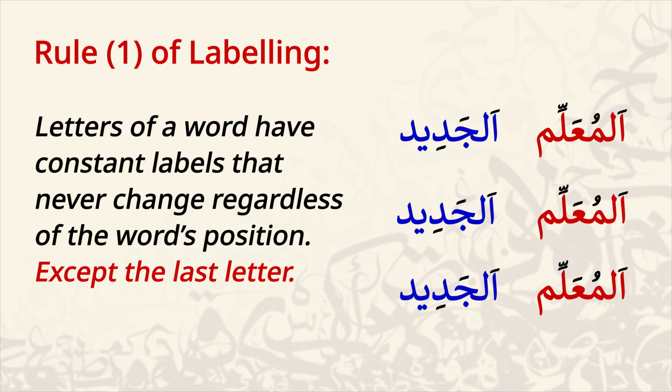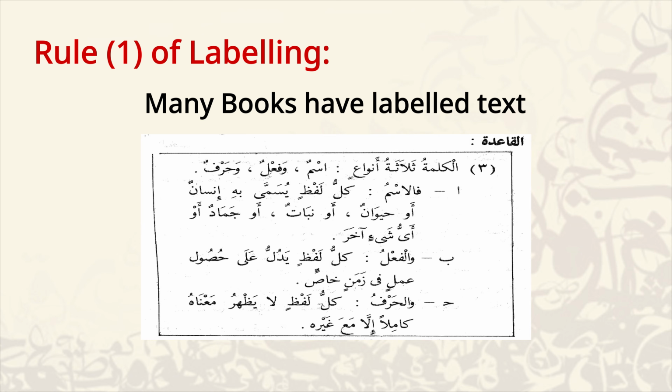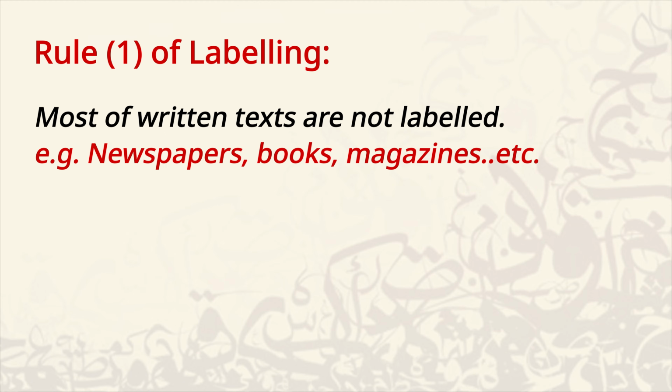So originally, we should see any Arabic text labeled like the Quranic text. If you look at it, you can see the labels obviously for every single letter. And also, many books are using labeled text, like the popular grammar book النحو الواضح, the clear grammar, whose text is completely labeled. However, most of written text in newspapers or books are written with no labels.